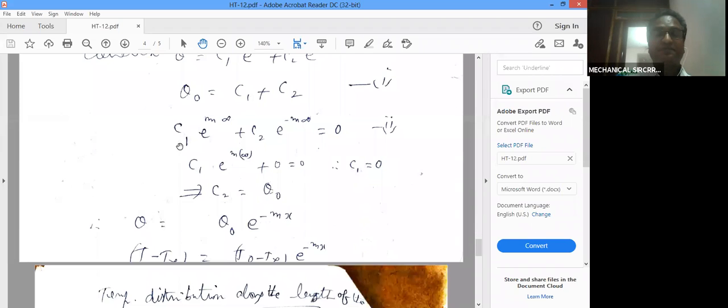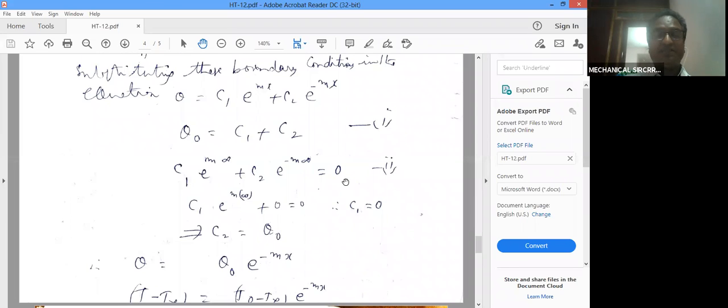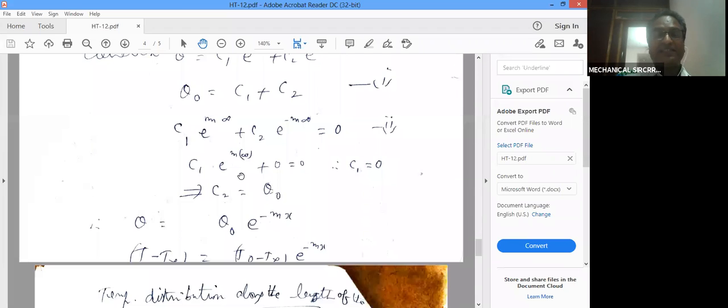And at x is equal to infinity, theta is equal to 0. So 0 is equal to c1 e power m into infinity plus c2 e power minus m infinity, and this e power minus m infinity becomes 0. Then c1 into e power infinity plus 0 is equal to 0. From this, you can get c1 is equal to 0.